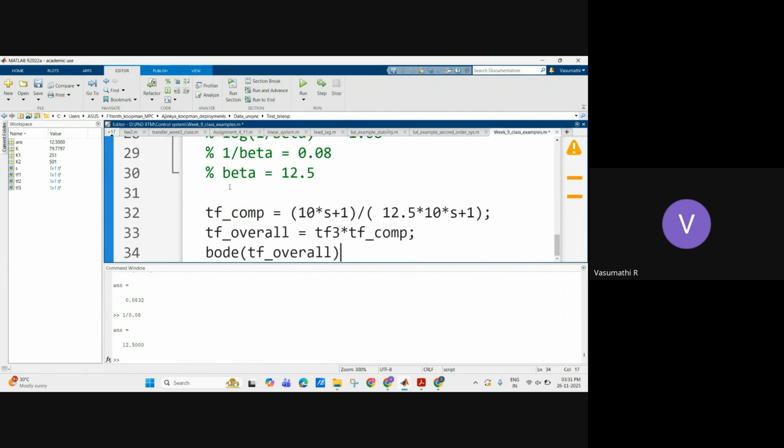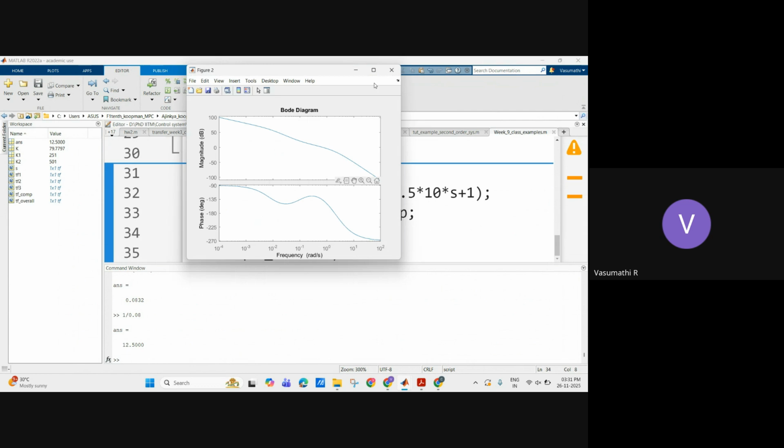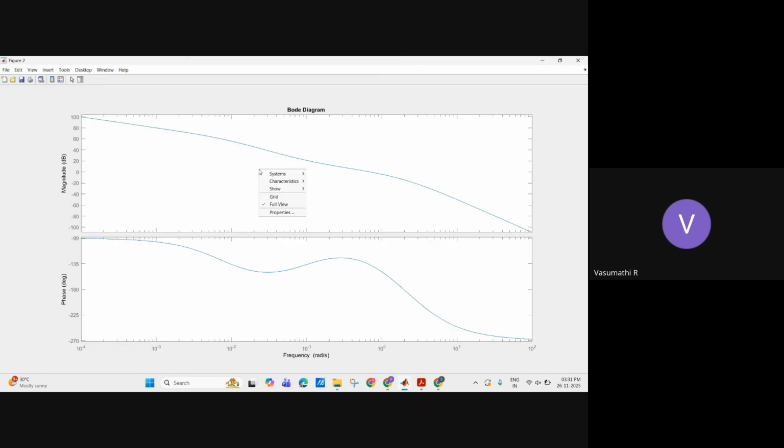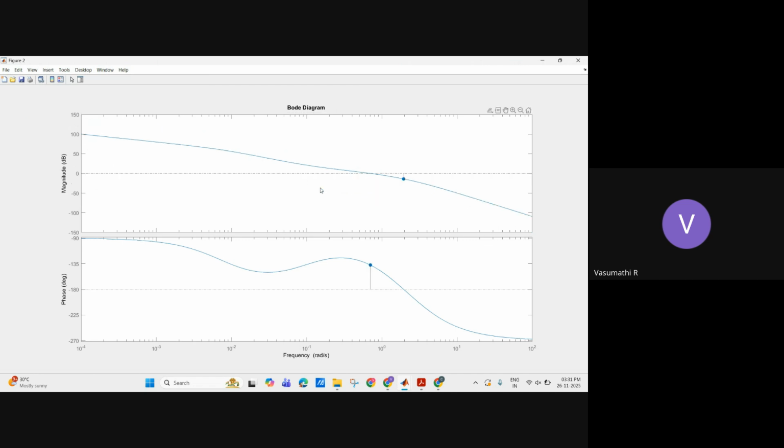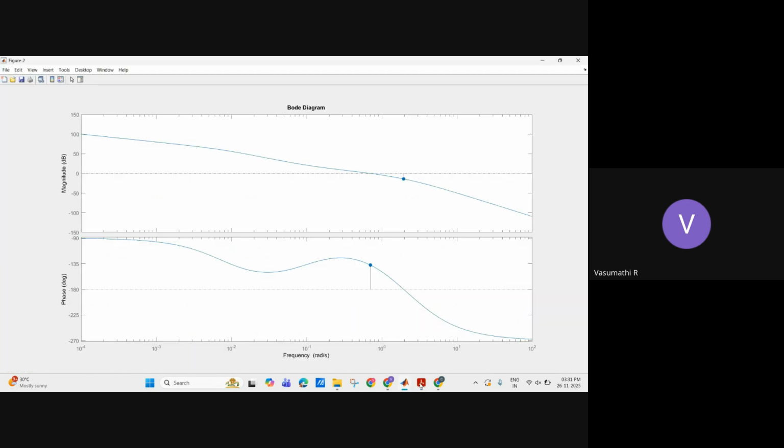Now if I find the Bode for this, I will create a new figure. This is the overall Bode plot of the system after compensation. So the gain margin is 13 here, phase margin is 42 here. So what was the question? Phase margin only they asked, and the next question is gain margin. Phase margin is 42.7, gain margin is 13.9 we are getting, right?